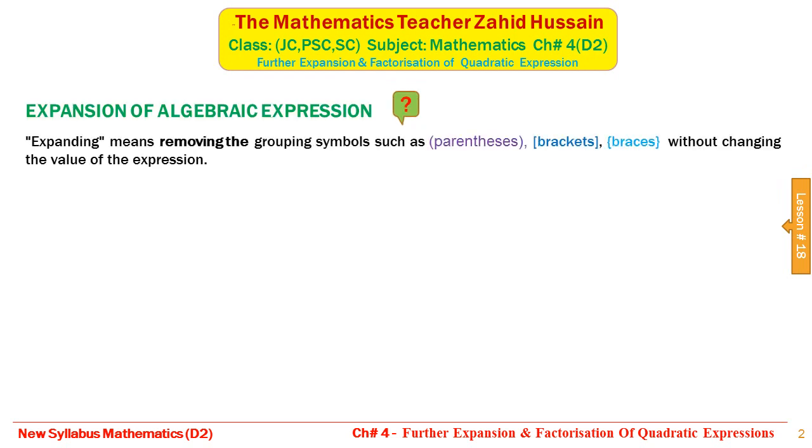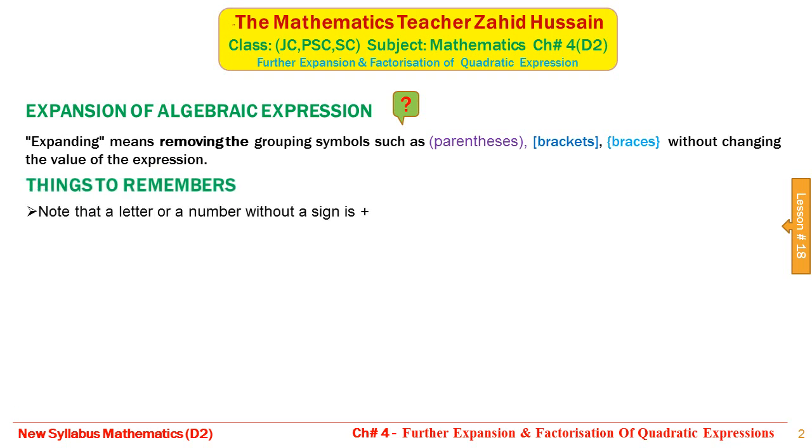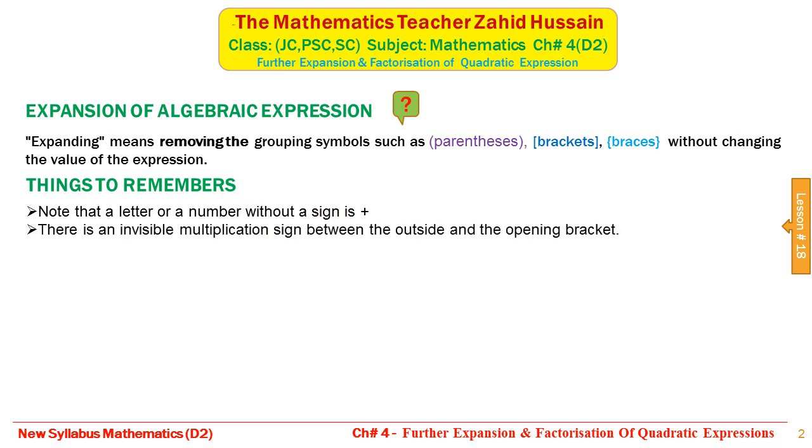Now this is expansion of algebraic expression which we have already studied in chapter number 3. Expanding means removing the grouping symbols such as parentheses, bracket, braces without changing the value of the expression. These are things to remember, that the letter or number without a sign is positive. There is an invisible multiplication sign between outside and opening bracket. Be careful multiplying positive and negative values when expanding.